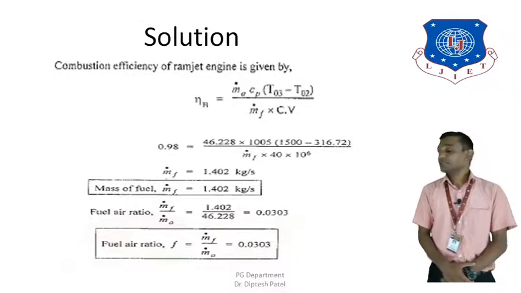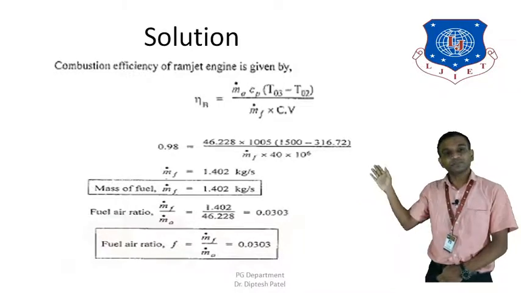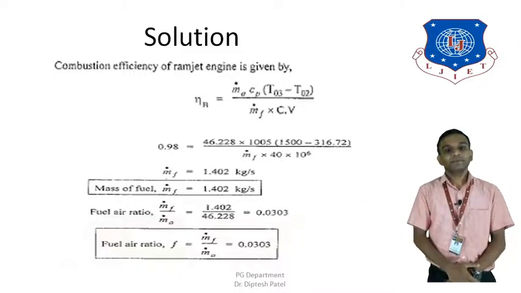After going through the calculation, I can get the mass of fuel equal to 1.402 kilogram per second. Now since I have both MA and MF, I can get the fuel air ratio. So fuel air ratio MF upon MA is equal to 1.402 divided by 46.228, that is equal to 0.0303. So the fuel air ratio is 0.0303. That is our fifth finding.